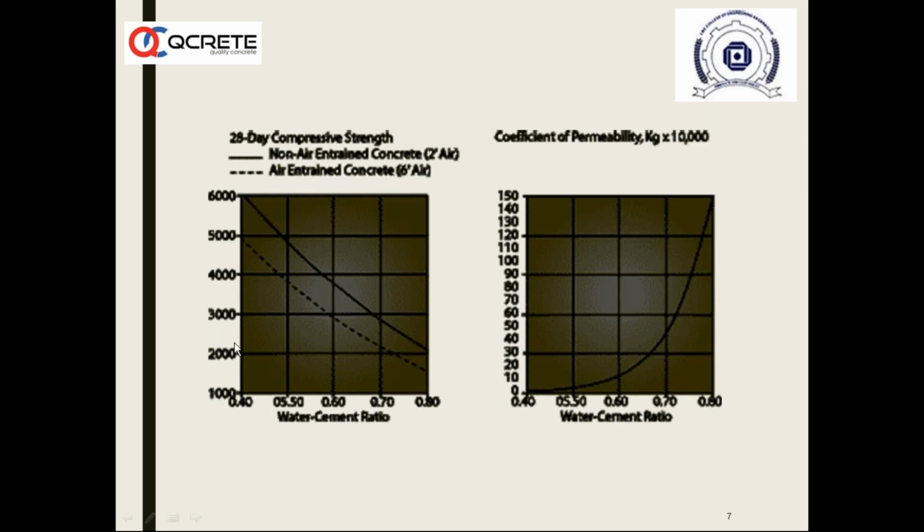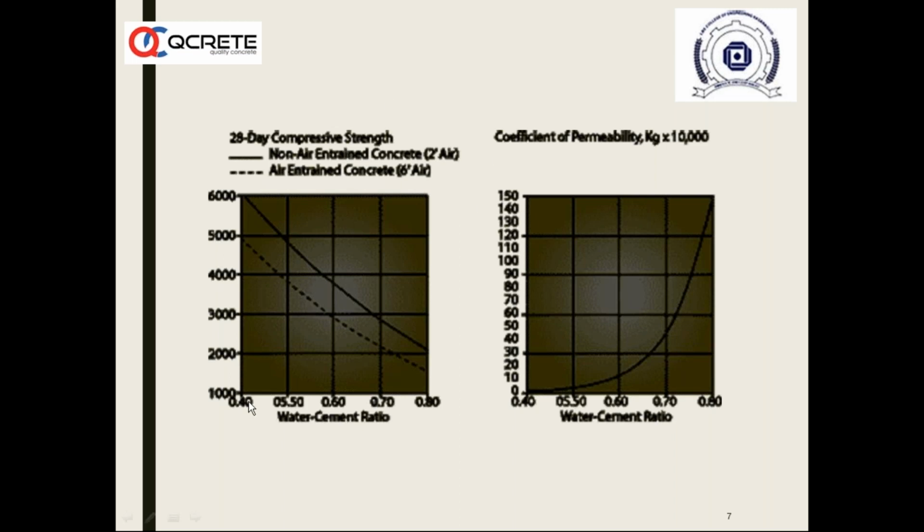Here we can see as the water cement ratio goes to the right hand side, that means as the water cement ratio increases, the strength decreases. Let us say here 0.4, the strength is 6000 psi. 6000 psi means 6000 into 0.007, that is about 42 MPa or 42 Newton per millimeter square.